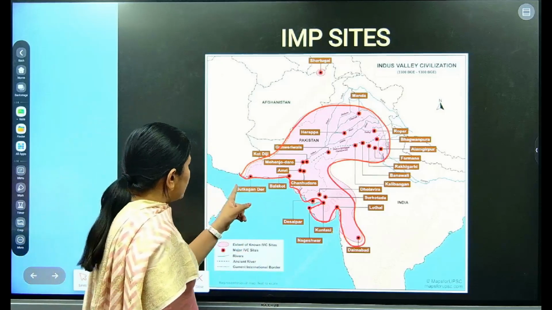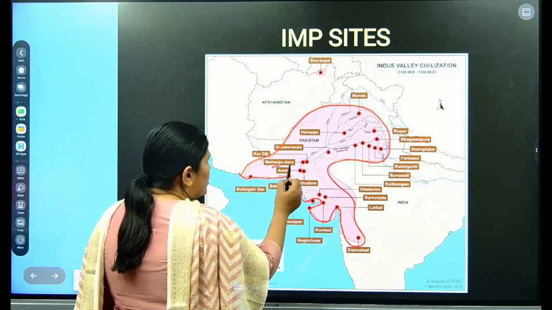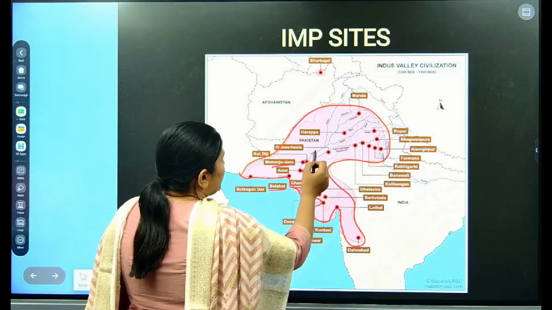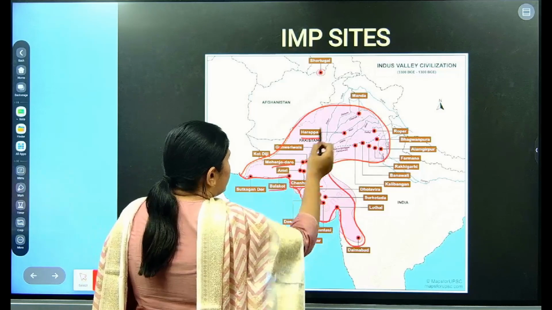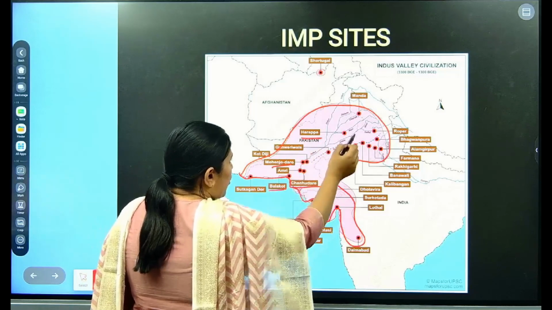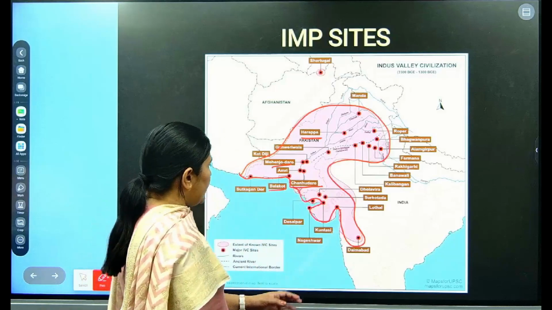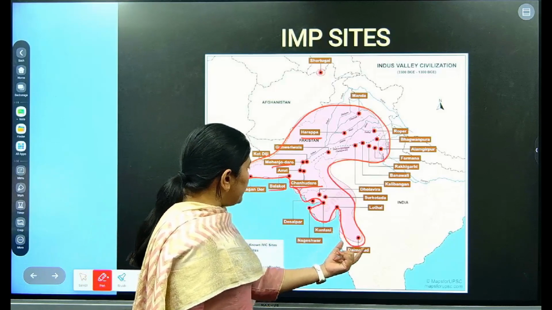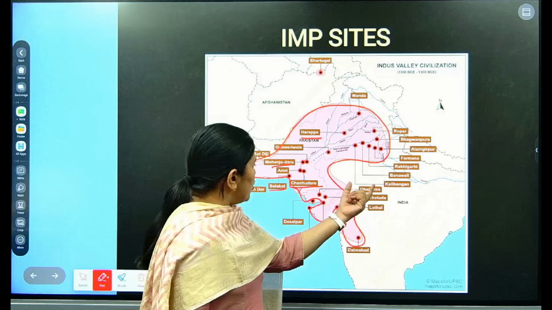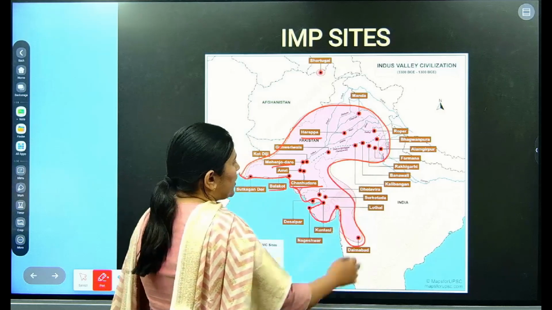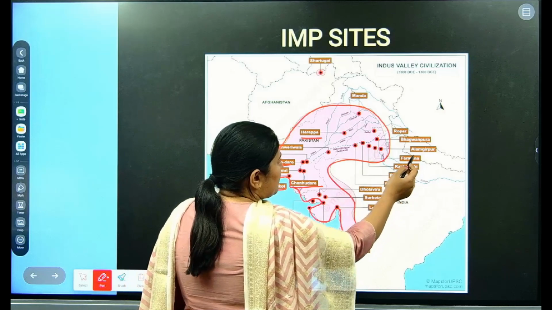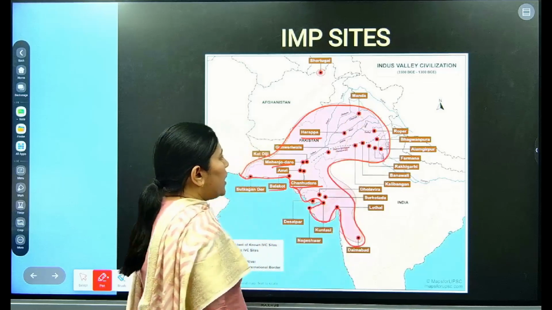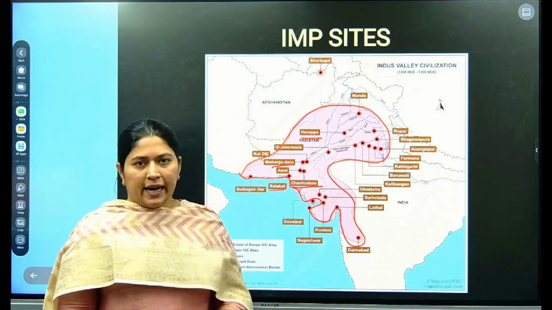So here: Sutkagendor, Dijikot, Mohenjo-daro, Chanudaro, Balakot, fine. After that, Harappa. All these sites were on the Pakistan side, and on the Indian side: Desalpur, Nageshwar, Kuntasi, Daimabad, Lothal, Surkotada, Dholavira, Kalibangan, Banawali, Rakhigarhi, Farmana, Alamgirpur, Bhagwanpura, Ropar, Manda. They were all from the present Indian land.